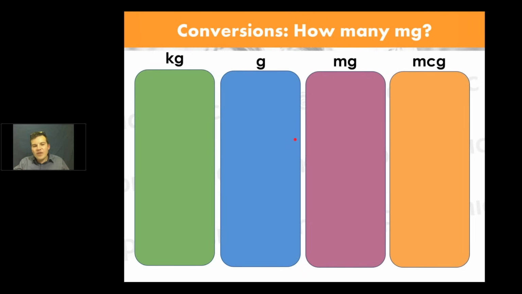So again, if we had that right there, and we had our 0.5, let me see if I got my, oh, sorry, here we go. Sorry, we got 4 grams. 4 grams is how many milligrams? Here's our 4 grams.